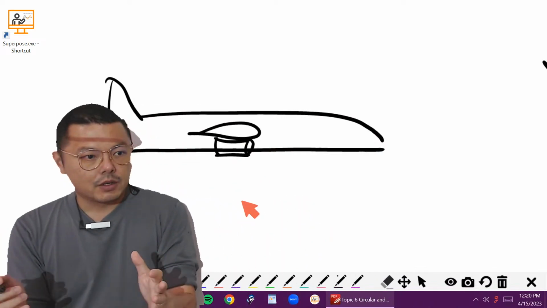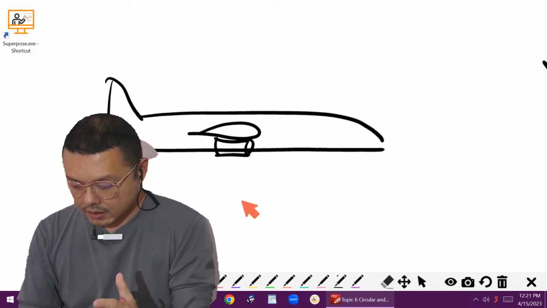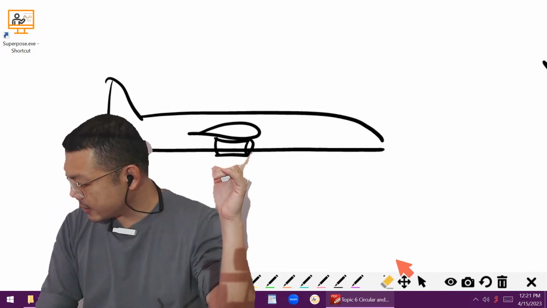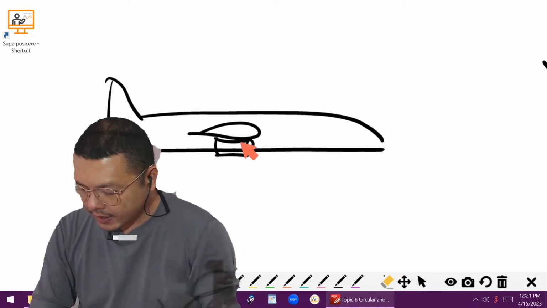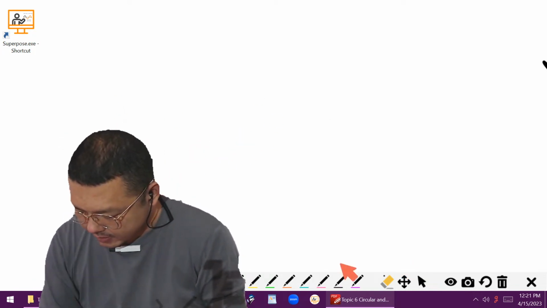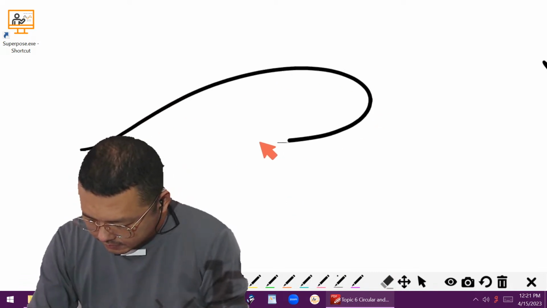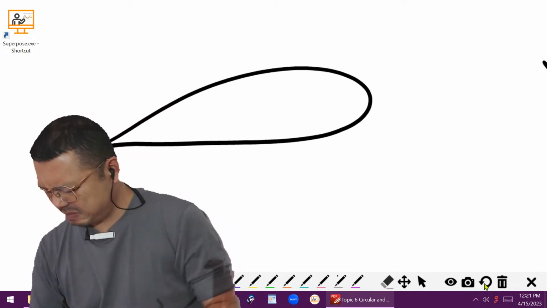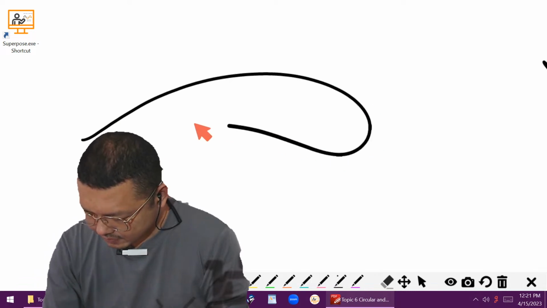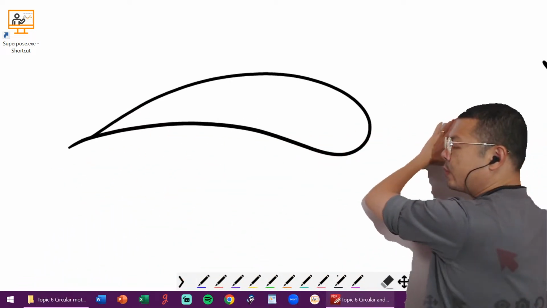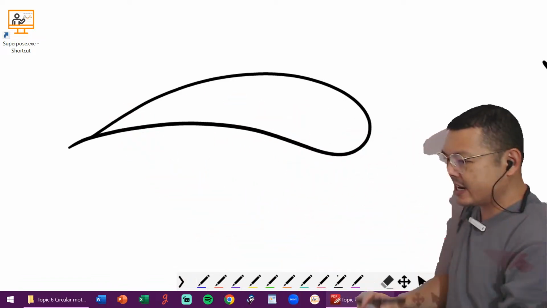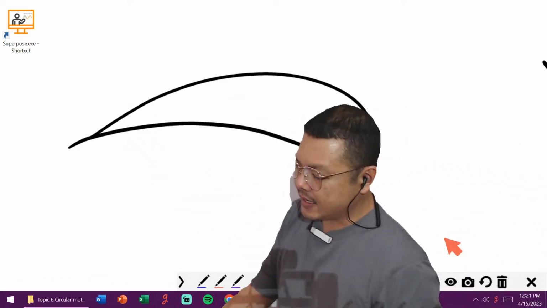So you have to look at the wing. I'm going to zoom in on the wing. Ian, are you okay there? So the wing when I zoom in looks something like that. When you cut the cross section, the wing looks like this. This is a bit exaggerated, but this is what happens.